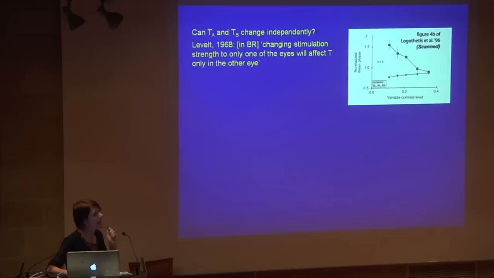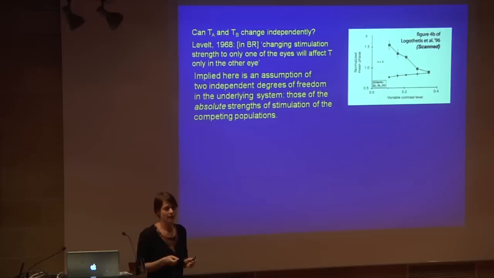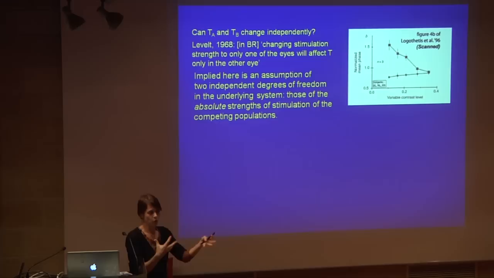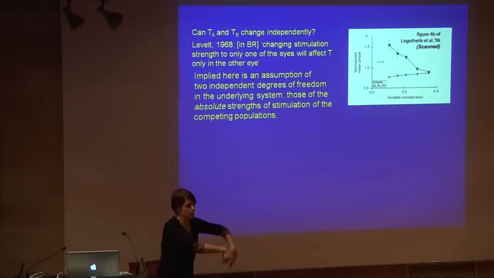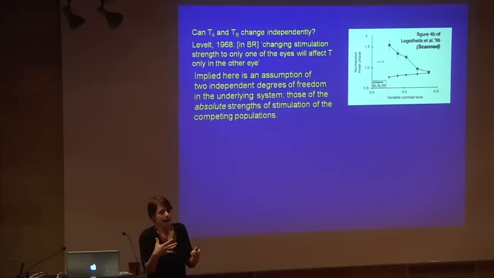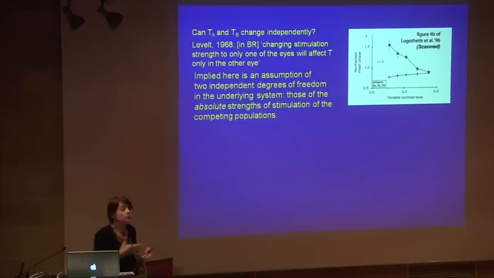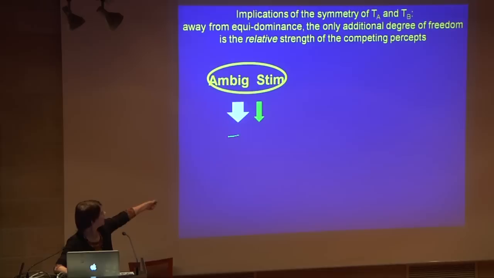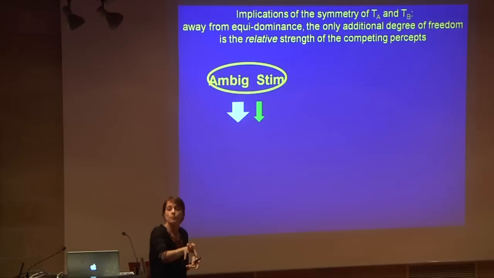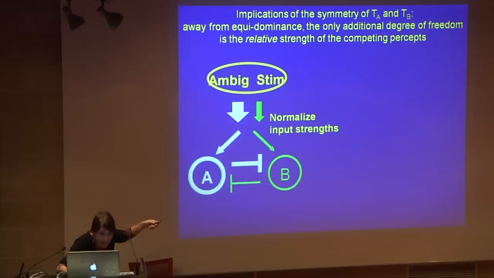Now, what does it mean about the underlying system? Remember that I already primed you to the fact that Levelt made a tie between the absolute mean durations and this notion of absolute strength of the stimulation, okay? So if the mean durations don't carry an independent degree of freedom, maybe what it means is that the input strengths themselves don't carry an independent degree of freedom. And indeed, we think that that's what it means. In other words, here is your ambiguous stimulus, and it exerts some stimulation on one population and some other value of stimulation on the other population, okay? Now you say, I'm going to fatten only the white axis.